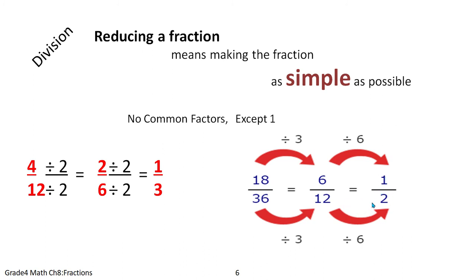Now I will say that 1 by 2 is the simplest form of 6 by 12, and 1 by 2 is the simplest form of 18 by 36. I cannot simplify it more than this. This is the simplest form. So this is simplifying the fraction, and this is the simplest form. Are you clear? Yes? Don't worry, I am solving more examples.